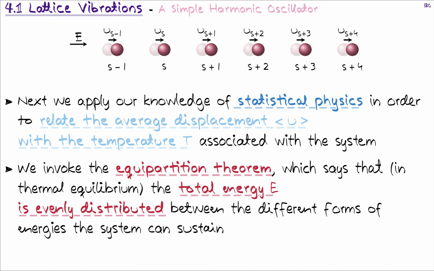So this is a very fundamental rule or law that is used in thermodynamics and statistical physics. We are dealing with systems that are in equilibrium, and when they are in equilibrium, the energy in the system, which is associated with the temperature of the system, is evenly distributed between different types of energy modes.